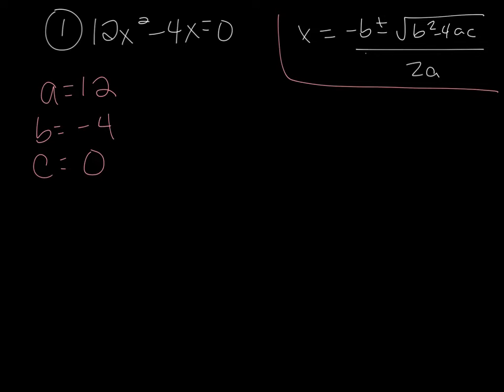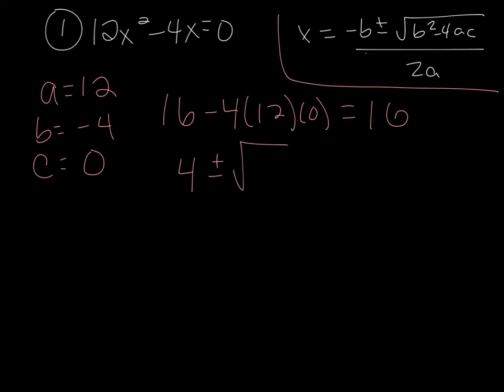Then the first thing I calculate is b squared, which is 16, minus 4 times 12 times 0. 16 minus 4 times 12 times 0 is 16. Then I write out the whole problem. Opposite of b, since my b is already negative 4, I'm going to make it a positive 4, plus or minus the square root of 16, all over 2 times my a. My a was 12, so 2 times 12 is 24.